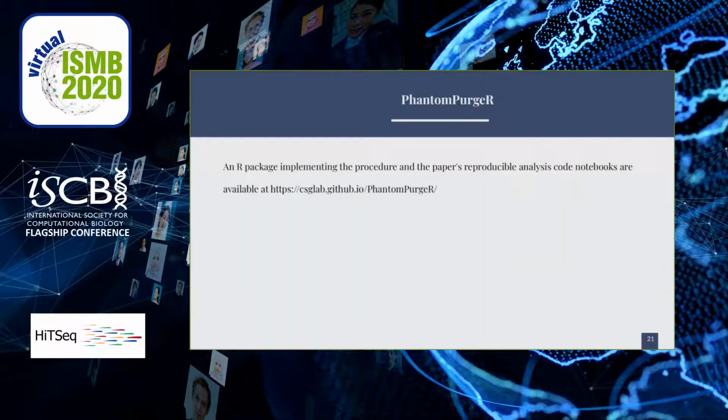We implemented the procedure in an R package called Phantom Purger, and we have provided reproducible analysis code notebooks for all the analysis in the paper, and they're available at the paper's website.